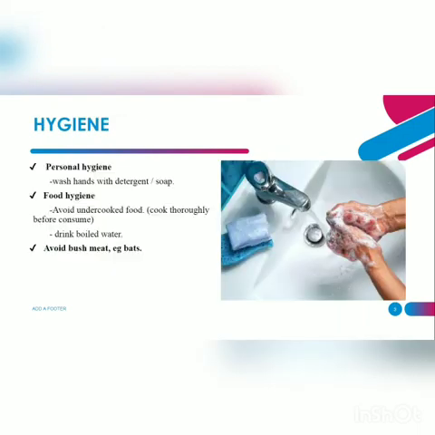Next is hygiene. We should keep personal hygiene by washing hands with detergent or soap. For food hygiene, we should avoid undercooked food, so we should cook thoroughly before consuming and drink boiled water. And we should also avoid consuming bushmeat such as bats or other wild animals like dogs and cats.